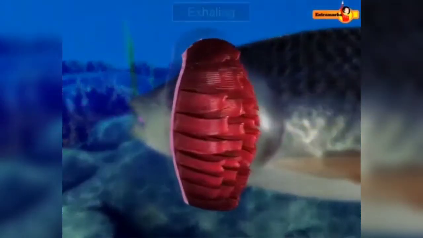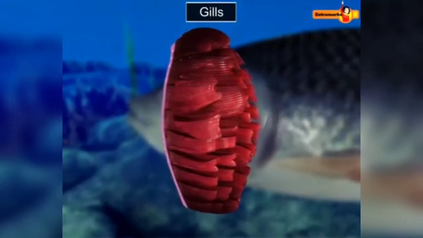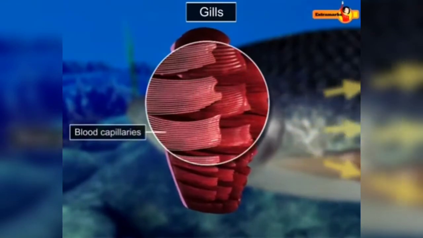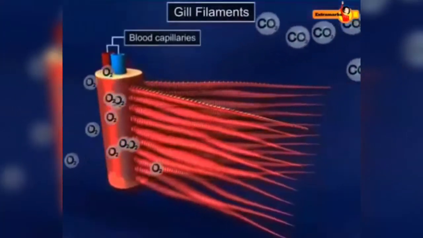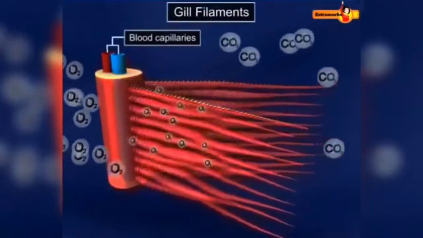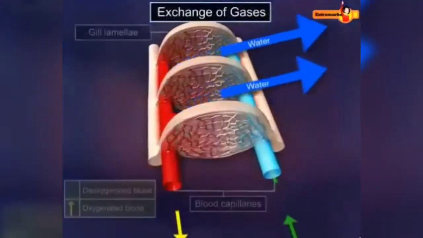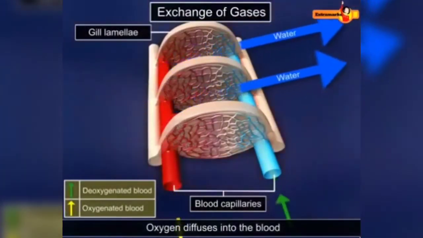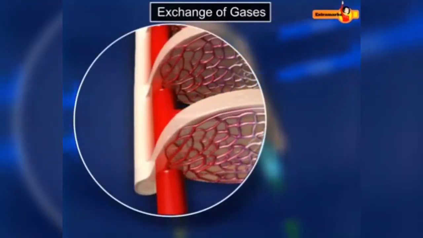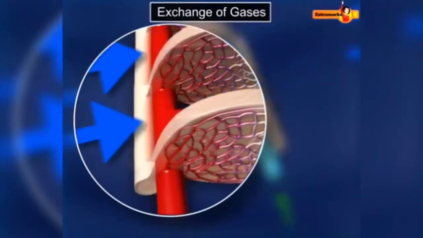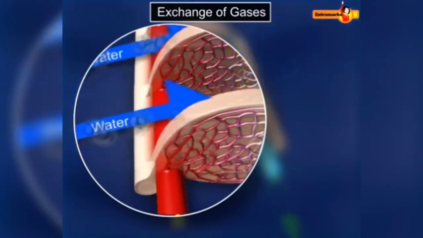The color of the gills is dark red or brown red because of the presence of a large number of blood capillaries in it. These capillaries come in close contact with the current of water crossing the gills. Blood absorbs the dissolved oxygen from the water by diffusion. The unique structure of the gills ensures that they absorb most of the oxygen dissolved in the water that is passing between them.